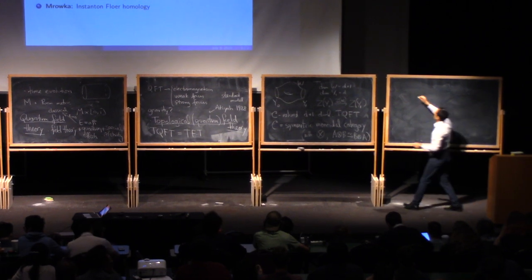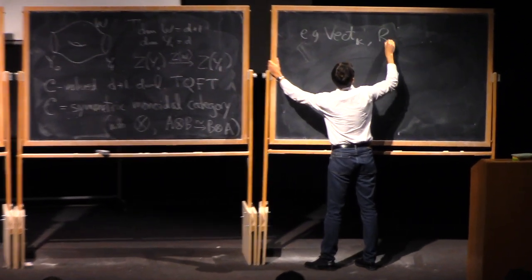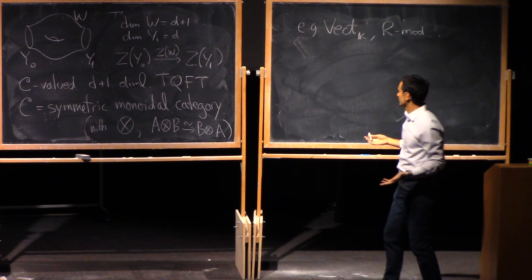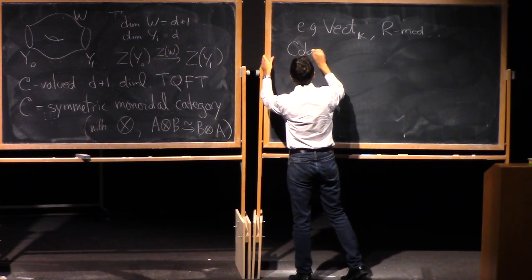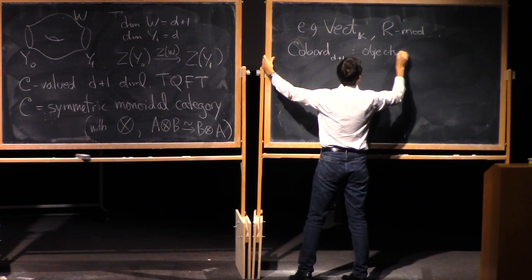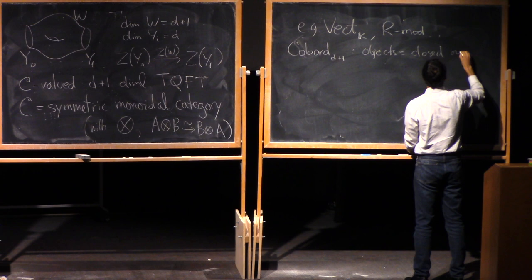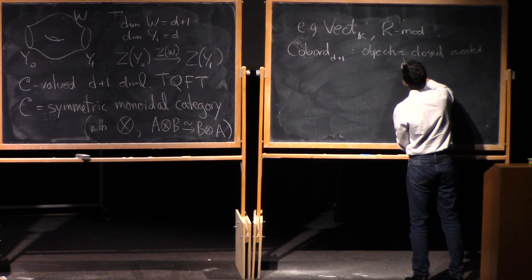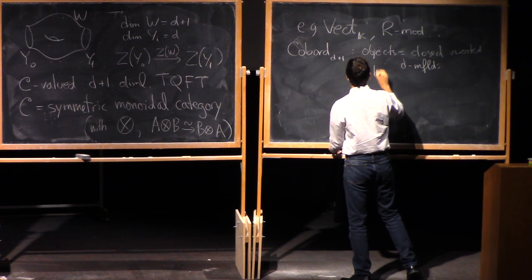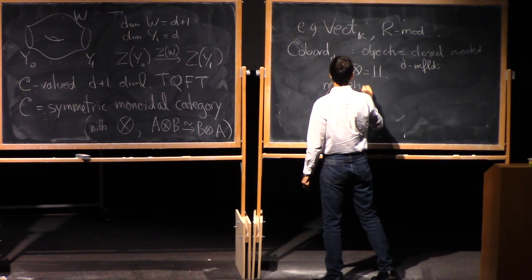Okay, so the examples to keep in mind are just vector spaces over a field K or modules over a ring R. And yes, another important symmetric monoidal category is cobordisms in dimension D plus 1, where the objects are closed oriented D manifolds, and the tensor product is the disjoint union. And the morphisms are cobordisms.